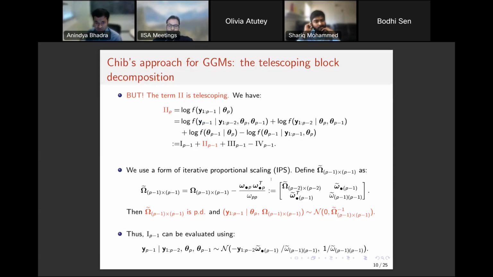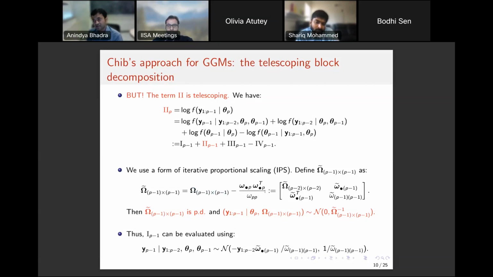What you have is this p minus 1 by p minus 1 block from the original omega. You have to do a Schur complement adjustment of that, which is a specific instance of iterative proportional scaling. You take the original p minus 1 by p minus 1 block and subtract from that omega dot p times omega dot p transpose divided by omega pp. This is only a function of theta p, the last row and column. And if the original omega was positive definite, this calculation will maintain the positive definiteness.